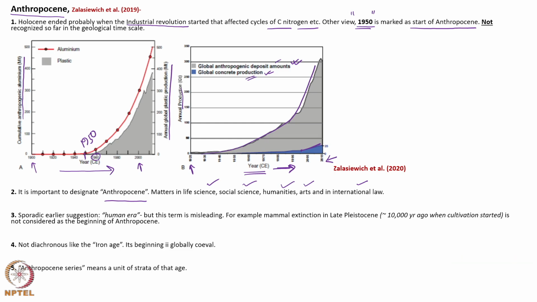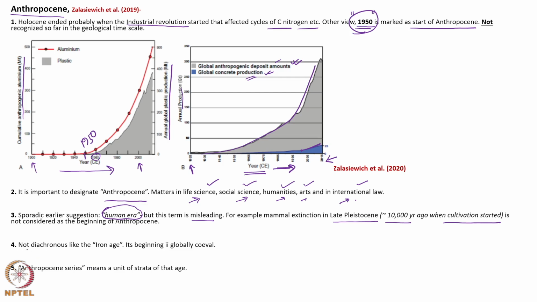There has been an earlier suggestion of using the term human era, but then it was found to be misleading. There have been many major incidents in human civilization. If we take the mammal extinction in the late Pleistocene, which is 10,000 years back, this roughly matches with the time cultivation started. Should we take this as the human era starting 10,000 years back? These are not very important, and by recognizing a human era, it will not much affect life science, social science, humanities, arts and international law in the way Anthropocene, defined with an approximate timing of 1950, does.